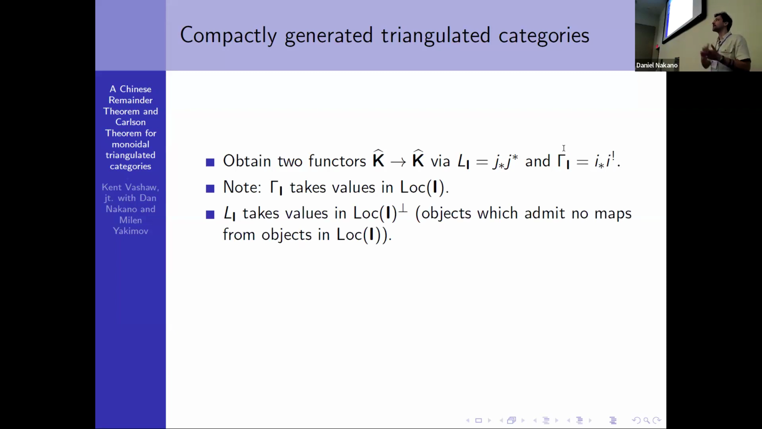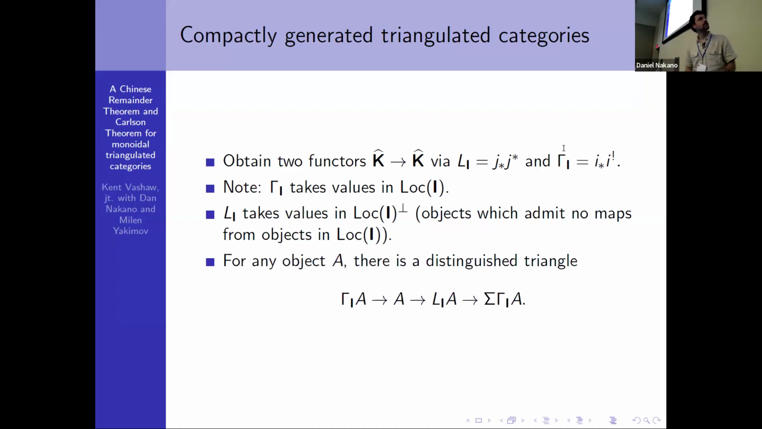So objects which admit no maps from objects in log I. And the really useful part is that given any object A, we get a distinguished triangle which goes from gamma I of A to A to Li of A. And this is a really useful technique which allows us to, in some sense, split A into, I mean, we think of gamma I of A as kind of the part of A which lives in log I, and Li of A is kind of the part which lives perpendicular to log I.